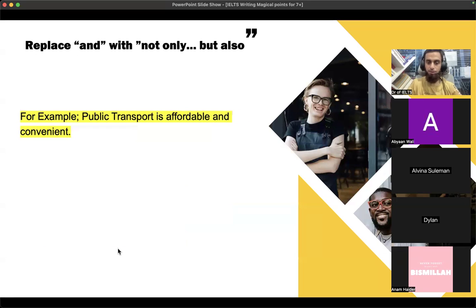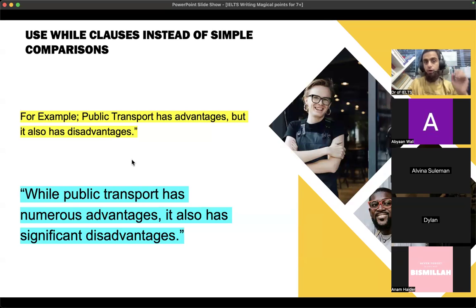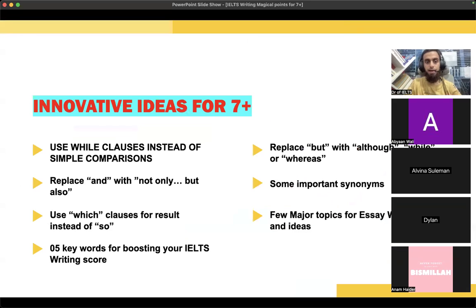Now let's see another topic here. This is now for the second idea, and that means replace and with not only but also. Number one was to replace but with what? With a while clause, in IELTS speaking, in IELTS writing, to show your level at the best position. Next, this is for 7 plus. Again, repeating: if you're using but, it is okay. It is not wrong. But to show your level better, you have to go for avoiding using but. That is a very common word.